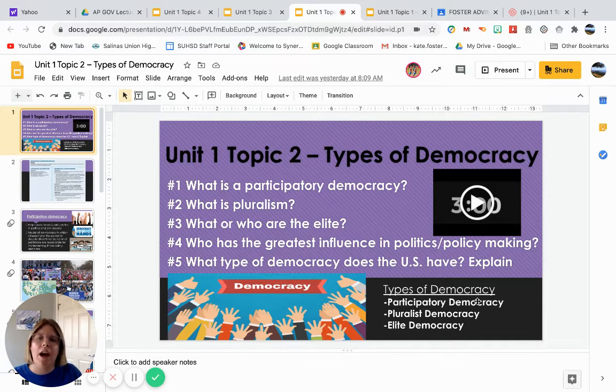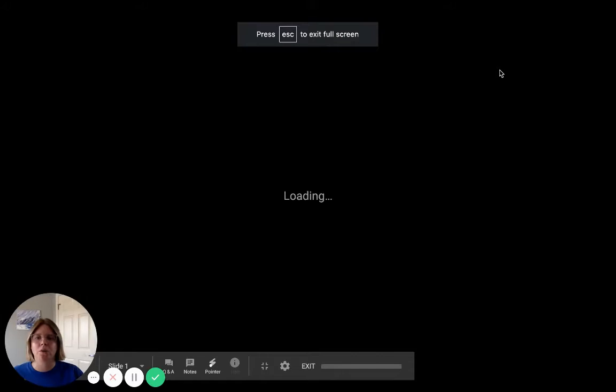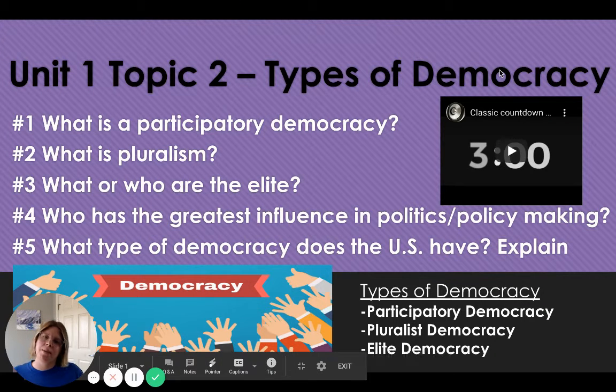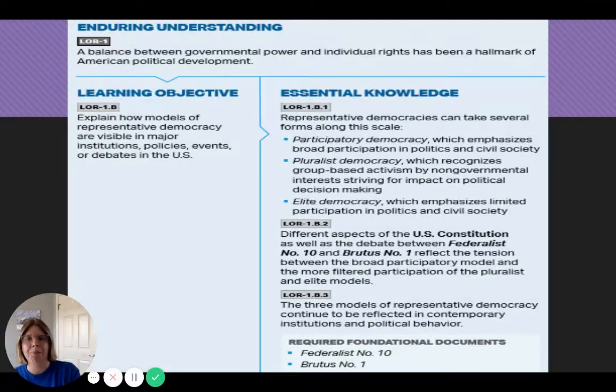I'm going to just review Unit 1, Topic 2, which is all about the different types of democracy. So let's go ahead and jump right in. I asked some students some prior knowledge questions: what they know about the different types of democracies, or what's pluralism, or who are the elite, and then who has the greatest influence in policy making.